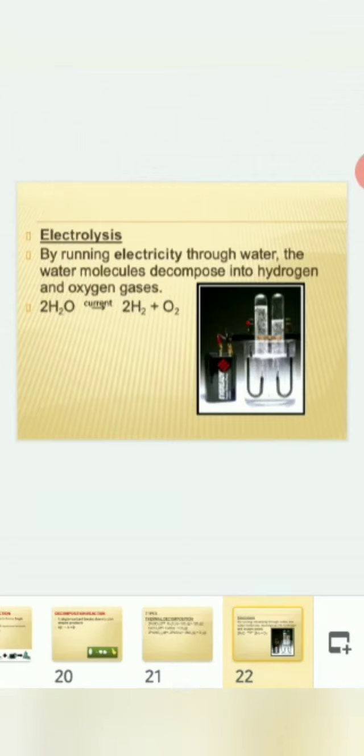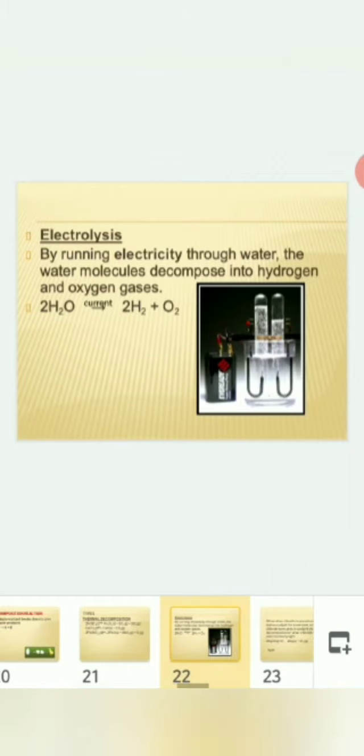Decomposition with the help of electricity is called electrolysis. By running electricity through water, the water molecules decompose into hydrogen and oxygen gas. So the reaction where decomposition happens with the help of electricity is called electrolysis. A very simple example of electrolysis is the splitting of water molecule into hydrogen and oxygen gas.